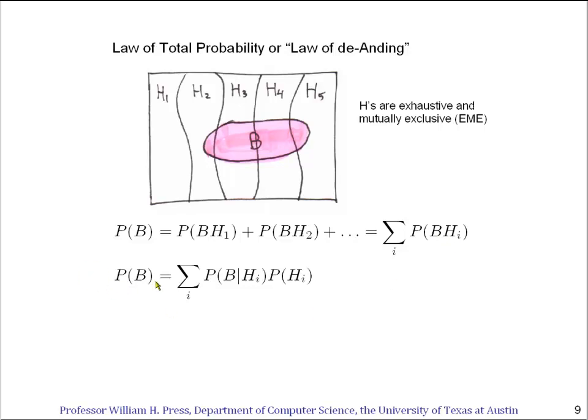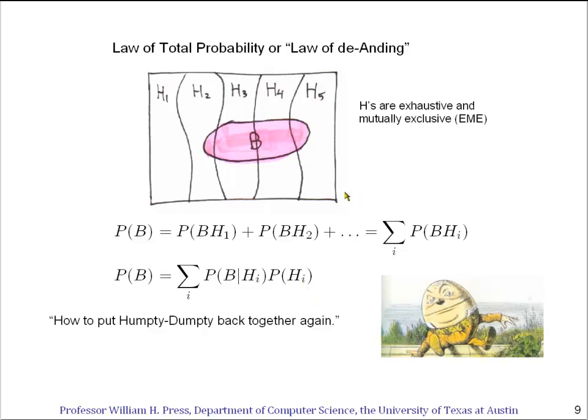And then we get this form that the probability of B is a sum over EME alternatives, with each one contributing its probability, of the conditional probability of B given that alternative. So the probability of B can be made up of the conditional probabilities of B over a set of EME alternatives times the probability of each alternative. In some sense, this tells you that if you have a set of probabilities that have been taken apart, how to put them back together again. So I think of it as how to put Humpty Dumpty back together again in probability space.